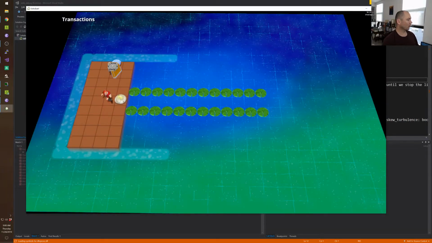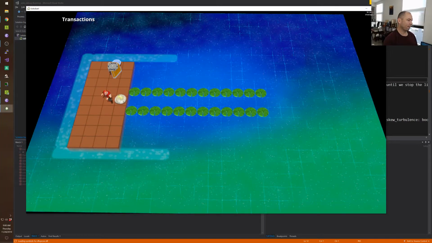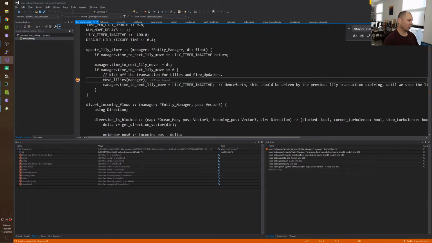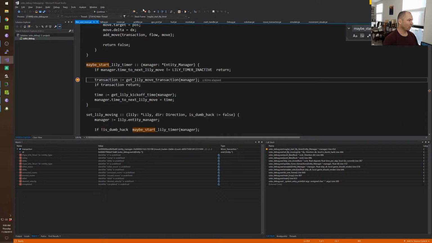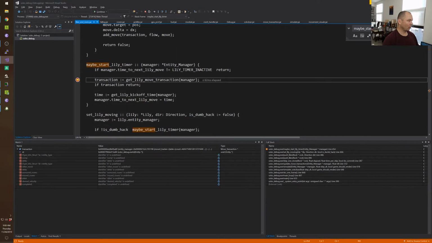So we have a transaction like for the first frame, which who knows if that's bad or not. But anyway, so we kick this. It wakes up the first lily. That's fine. It starts the timer. The timer has counted down. We move the lilies. We've reset the timer to inactive. Okay. We're in maybe restart lily timer. We should have a transaction, right? Yes. Let's go down there for our breakpoint.